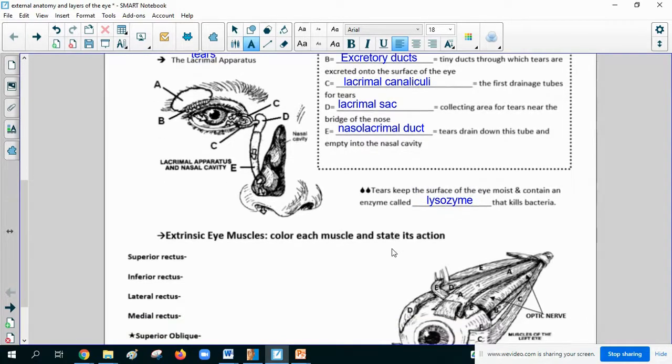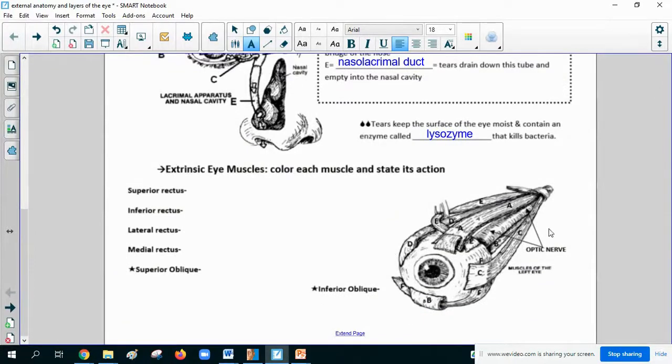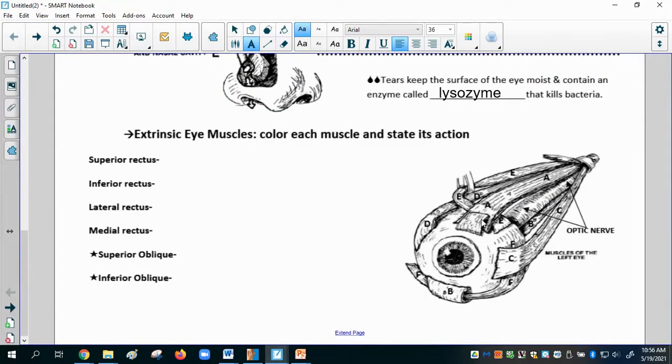All right, our next topic, before we get to the actual eyeball itself, we're going to talk about the extrinsic eye muscles, and that means the muscles that are outside of the eye. There's basically two types of muscles around the outside of the eye that will move the eyeball itself. There's the ones A, B, C, and D that go straight back from the front of the eye. You'll notice those are called the rectus muscles. So rectus means straight. Then we have two types of muscles that come off at a very strange angle. That's letters E and F.